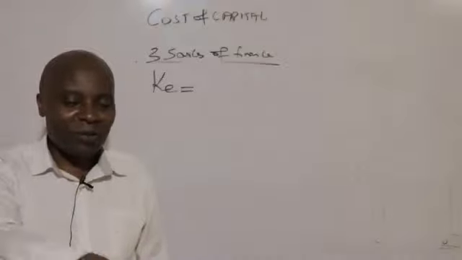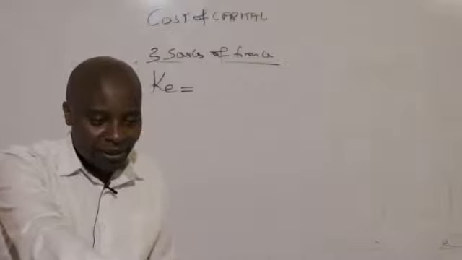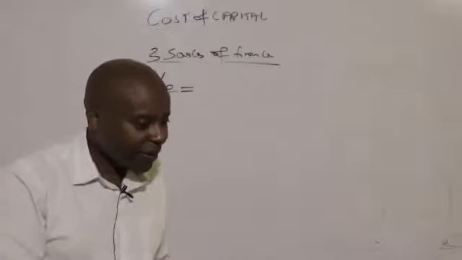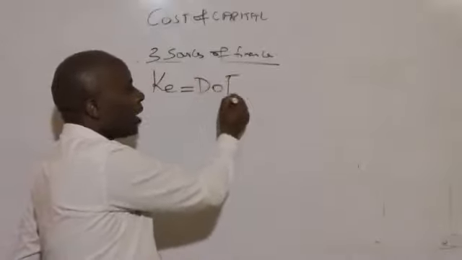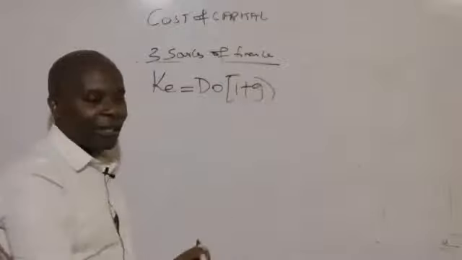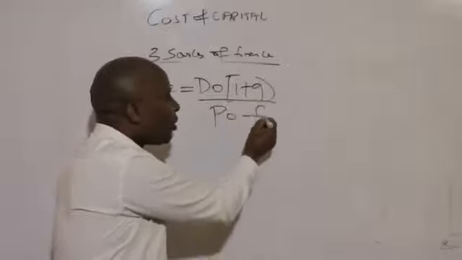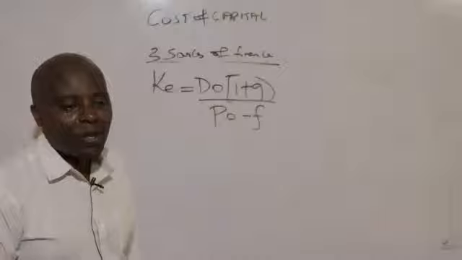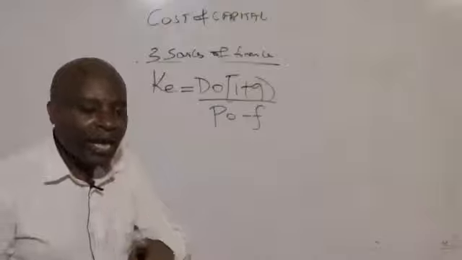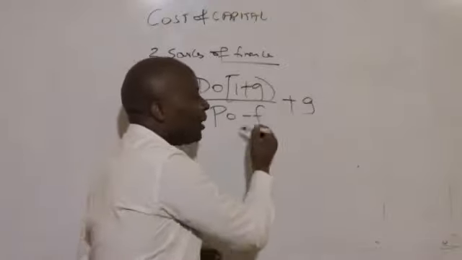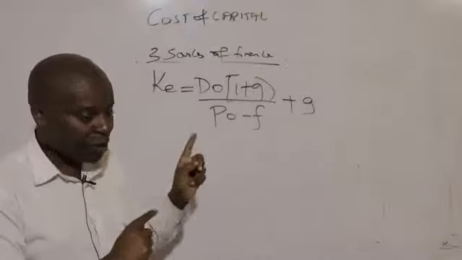Very good. So I'm waiting for the formula. Somebody has already given me a formula there. What are they saying? So KE equals D0 over P0 minus any flotation cost that has been given. Very many of my students will always write this formula nicely, but they will forget that our dividend normally grows how many times? Twice. The growth rate must be included. Cost of equity is normally written like that.